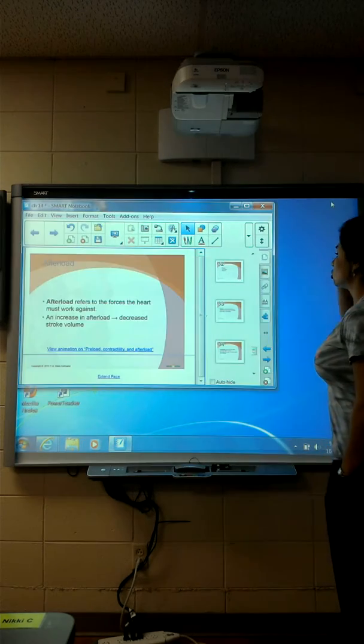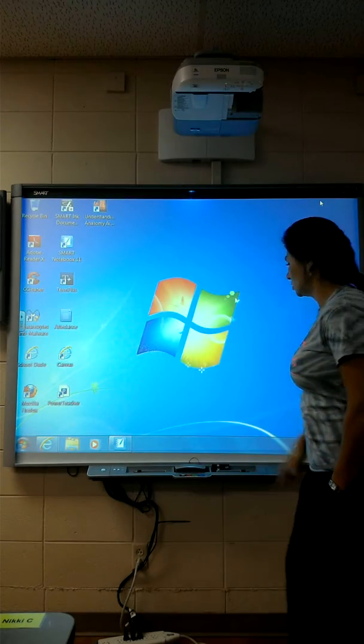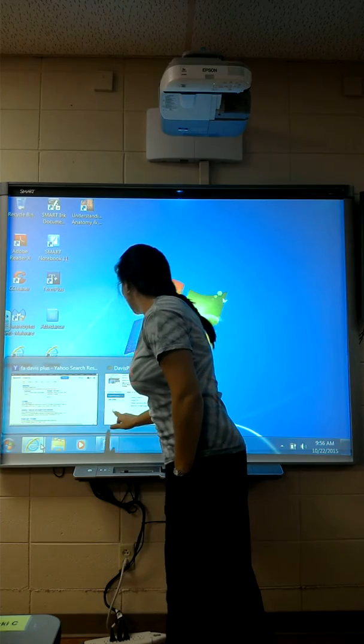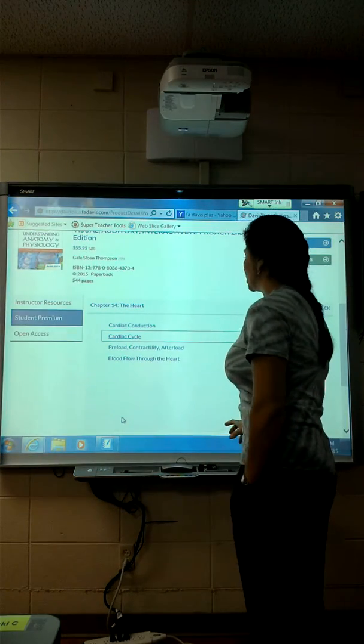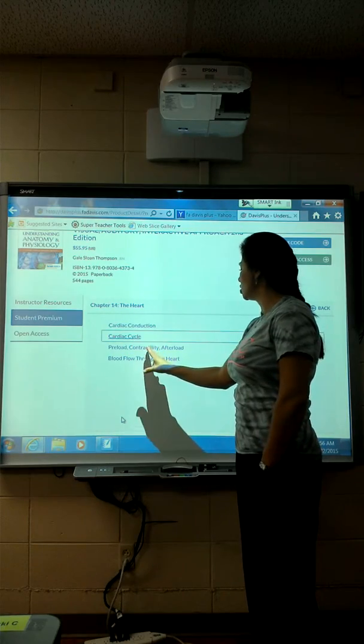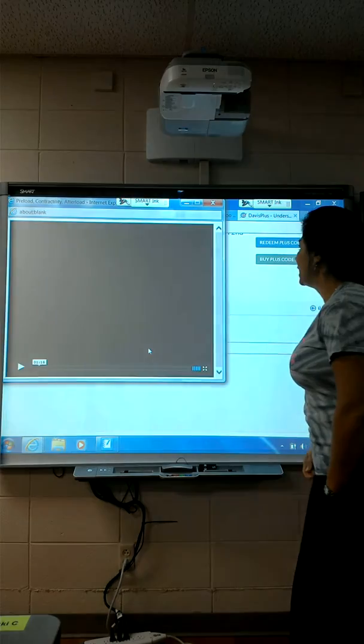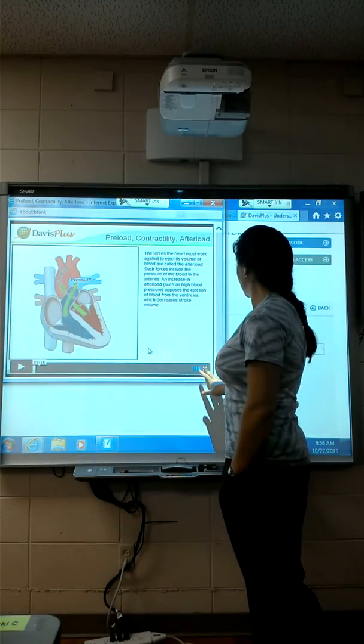Now, you can stretch the heart too much. There's a point to it. Overstretching it does not mean a better contractility of the heart. You overstretch it and it can get floppy and not contract as well. So there is a limit to that preload.